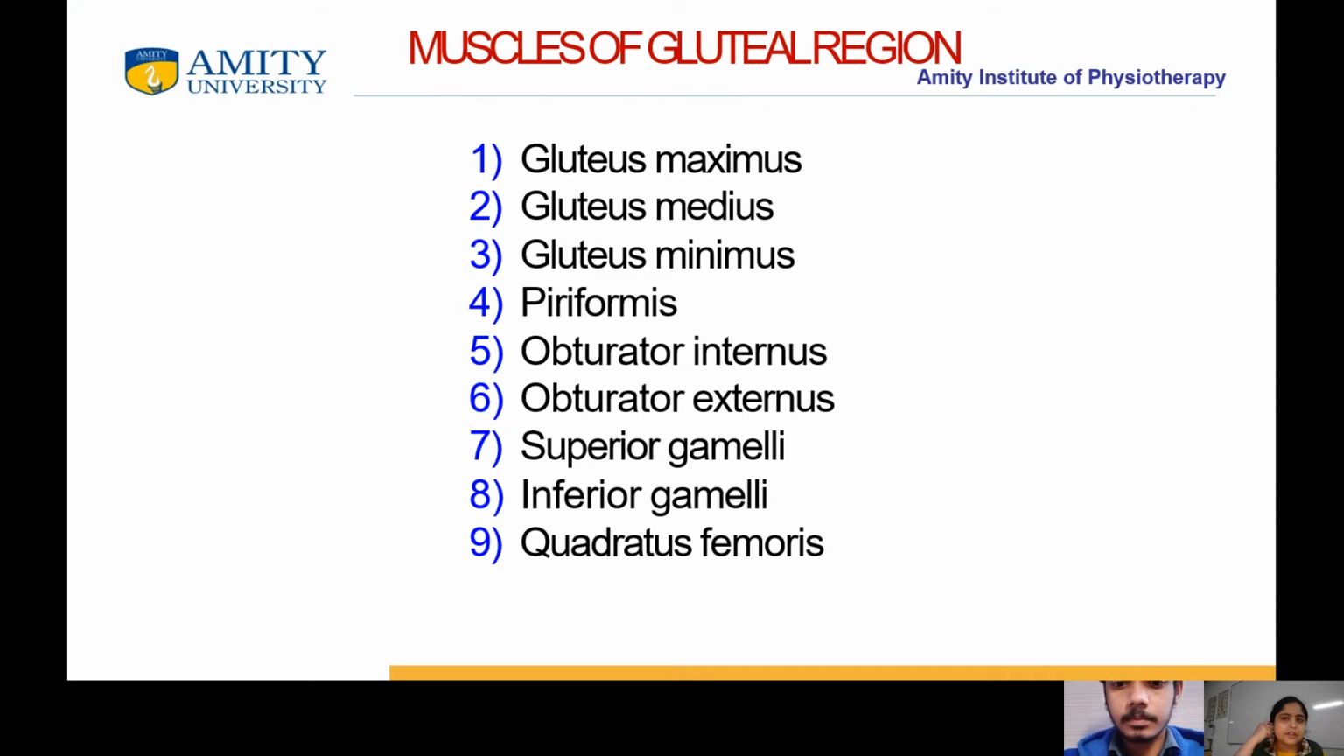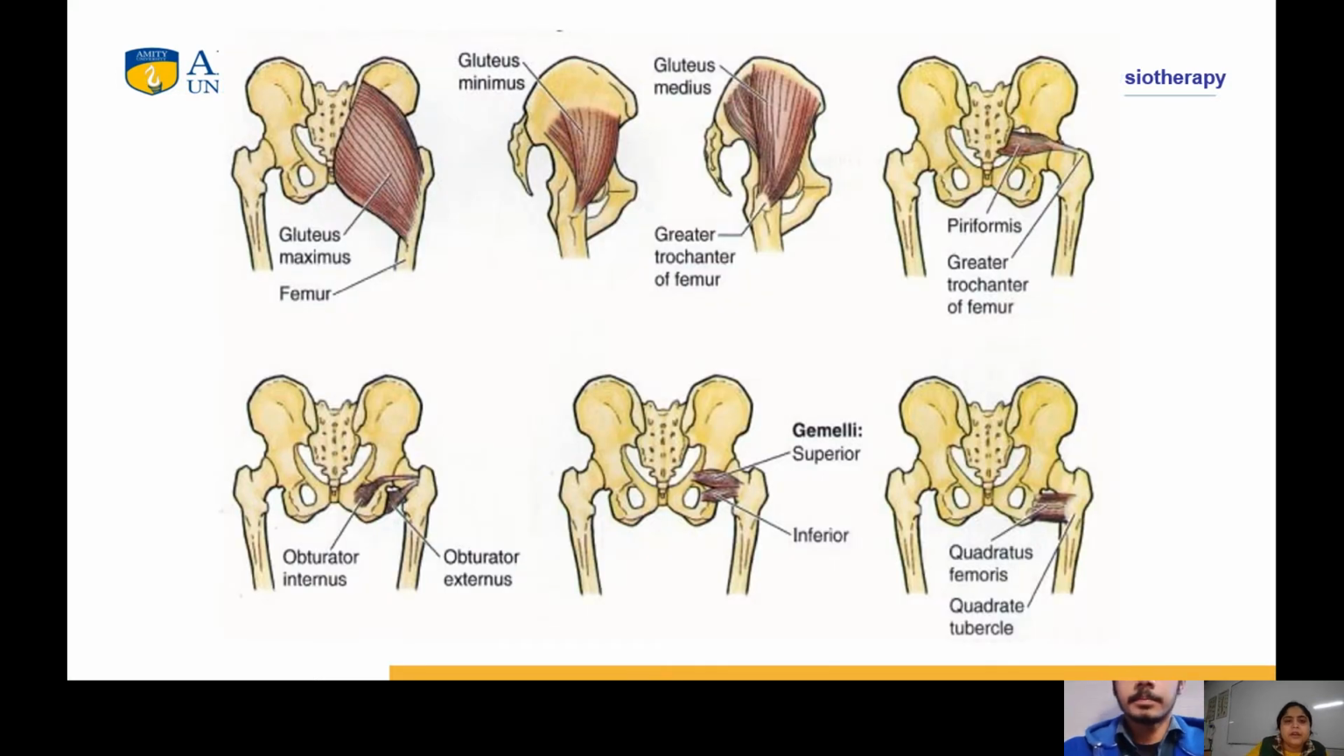So the muscles of the gluteal region include gluteus maximus, gluteus medius, gluteus minimus, piriformis, obturator internus, obturator externus, superior gemellus, inferior gemellus, and quadratus femoris. So here this is the gluteus maximus, which is coming from the gluteal surface of the ilium, that is the posterior surface of the ilium, and it is attaching onto the gluteal tuberosity.